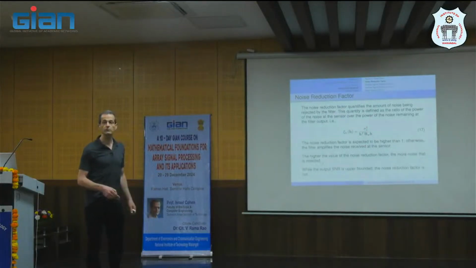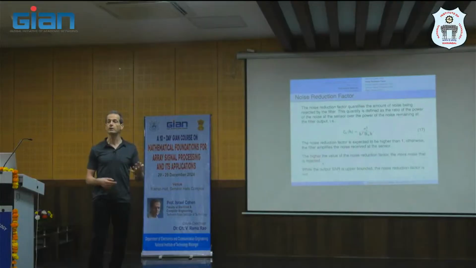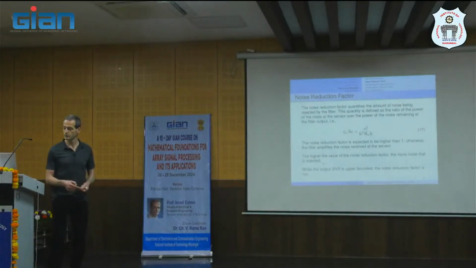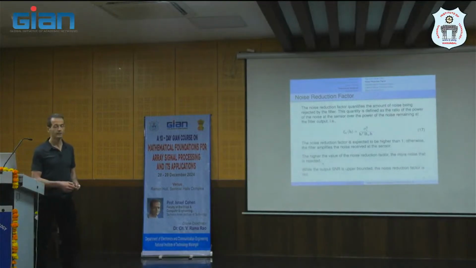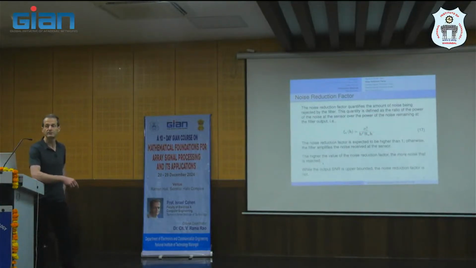So this ratio, we want it to be as high as possible or as low as possible. We want it to be high or low? High, exactly. High, it means that we reduced a lot of noise. The denominator, we want it to be as small as possible. It's the variance of the residual noise. We want this ratio to be very high.